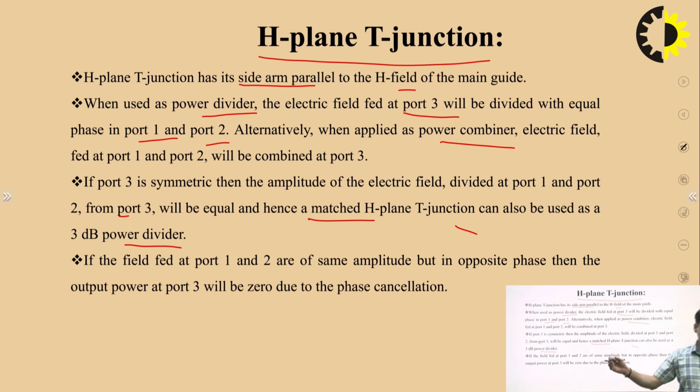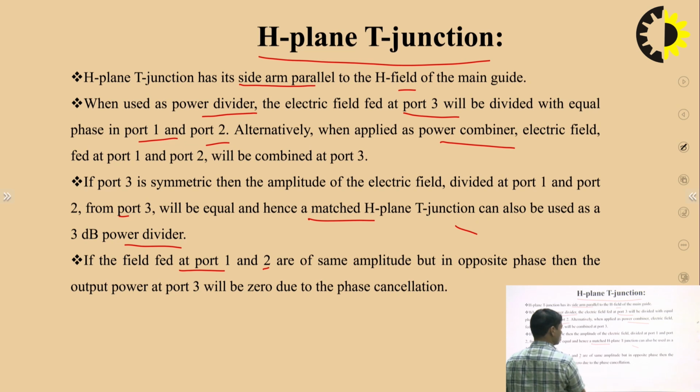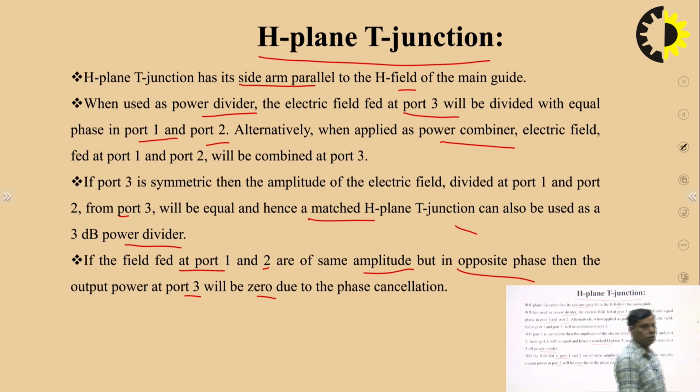If we apply the power at port 1 and port 2 with the same amplitude but in opposite phase, then the output power at port 3 will be 0 due to the phase cancellation. That means nothing will be obtained at port 3. But if it is the same amplitude and the same phase, then we get the power in an additive nature. So this is simply an H plane T junction.